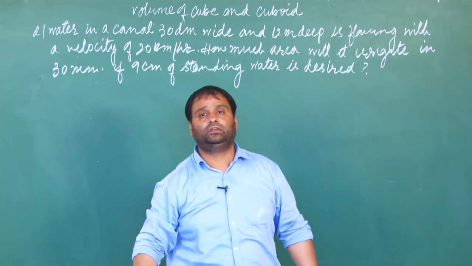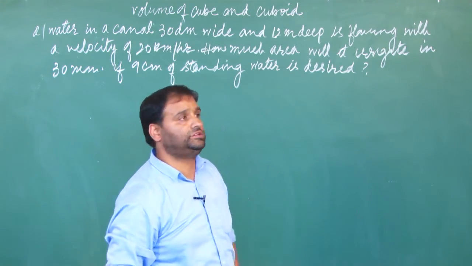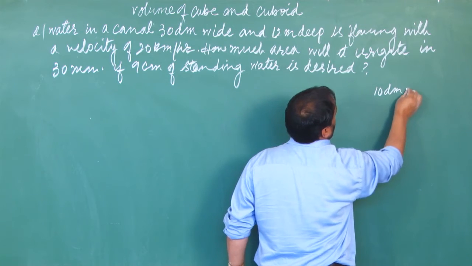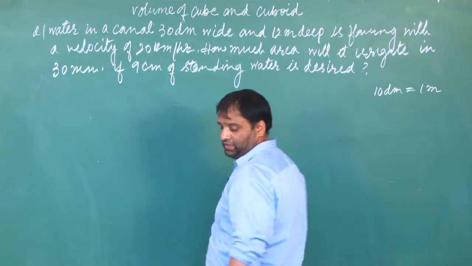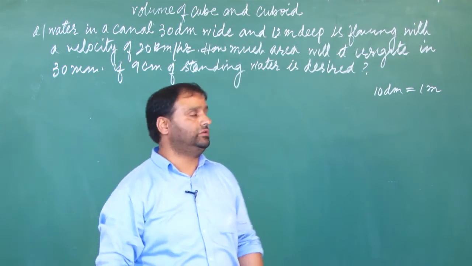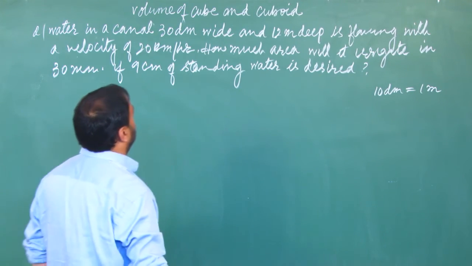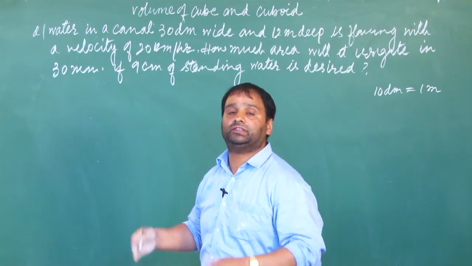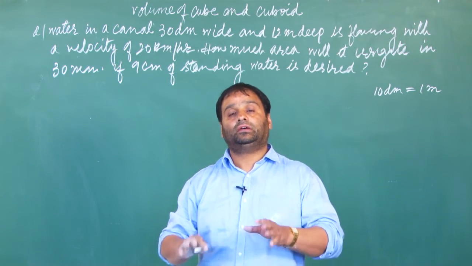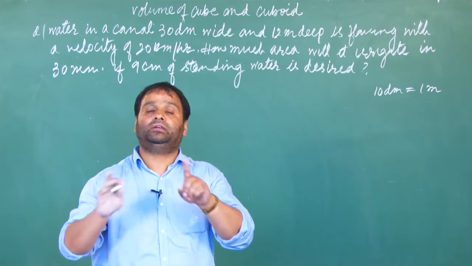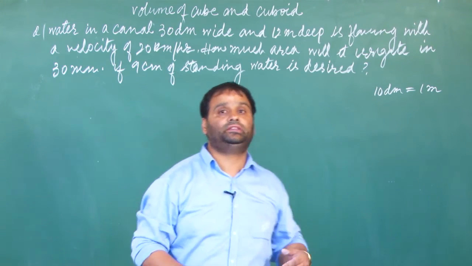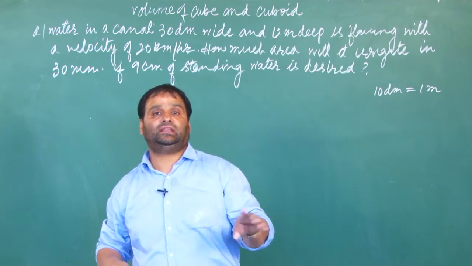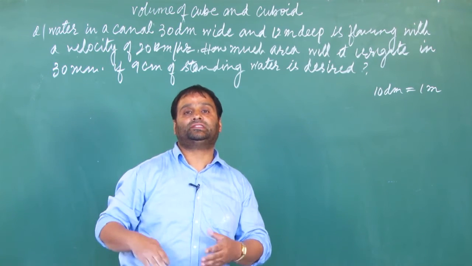Because the question is given in decimeters, we can change it into meters. Now 10 decimeter is equal to 1 meter. If we take a close look at that question, we can find out that this is also a question of a cuboid, where the velocity, the speed of the flowing water, is taken as the length of an imaginary cuboid. A canal has breadth, it has a depth. Now the water is flowing with certain speed, which will be taken as the length, and breadth and height give us the volume.